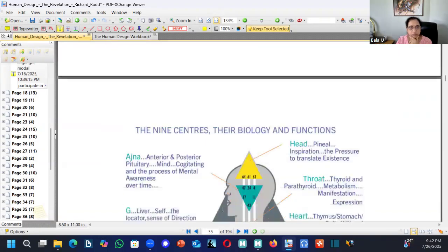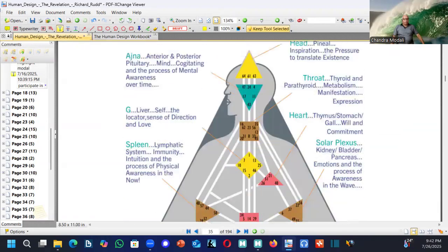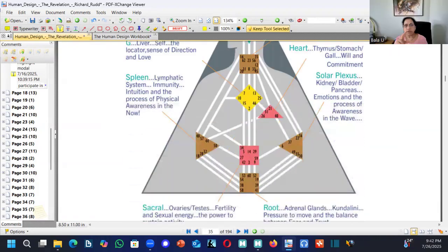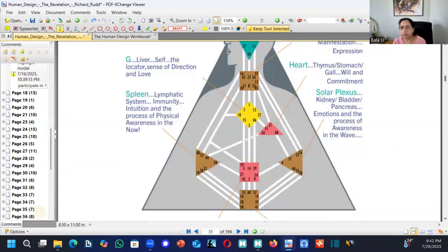So let's go down. He has given you the picture. So what is he saying? Basically, he has put a G center and the spleen. No, he included those two, the spleen chakra and the G center. Yes, he added to the seven chakras. And what is the G?